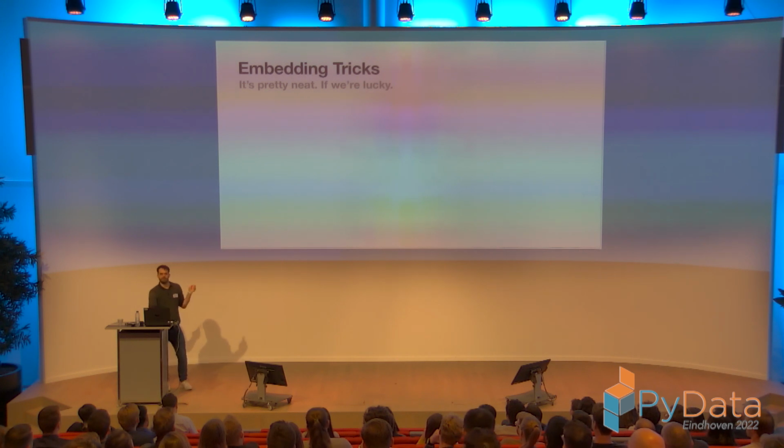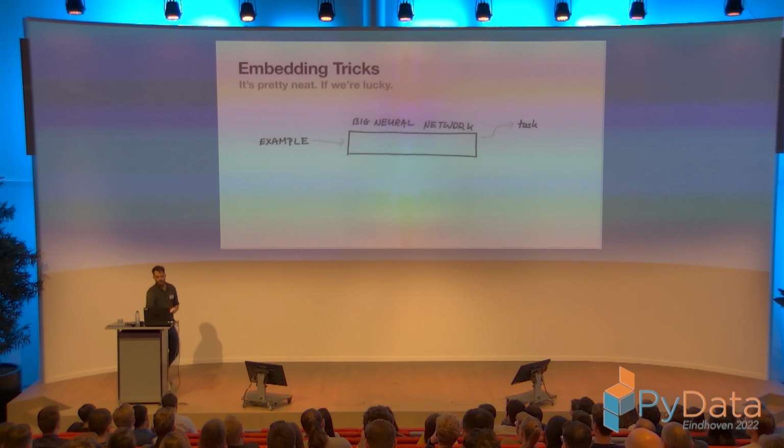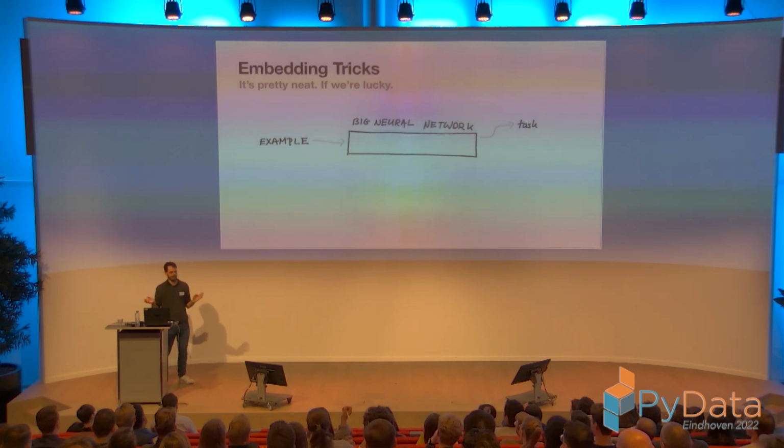And this is where embedding tricks come into play. And it's pretty neat if we're lucky. I'm definitely going to do some hand-waving here and glance over lots of details, but the whole idea is that let's say someone trains a big model out there. They take all of Wikipedia, they take a sentence up to a certain word, and they try to predict the next word, let's say.